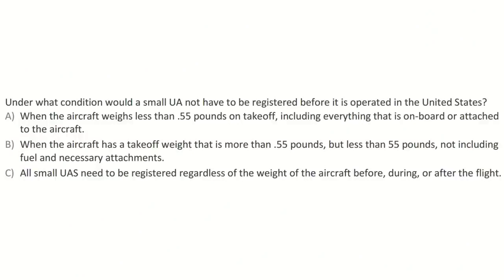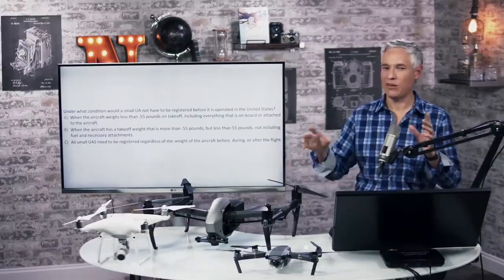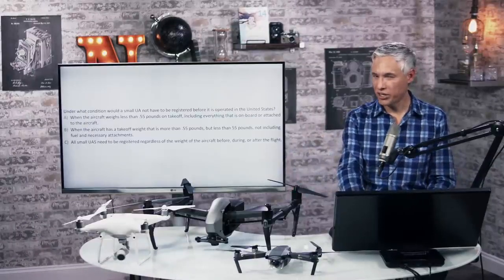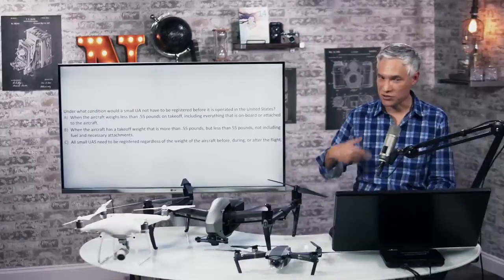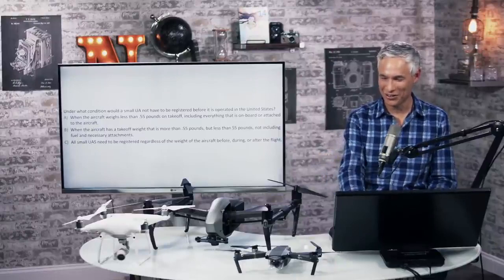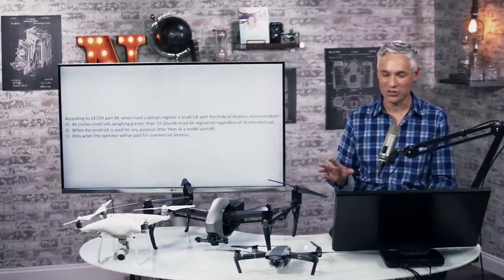And the answer is A, when the aircraft weighs less than 0.55 pounds on takeoff, including everything, including the battery. So you might see an answer that tries to trick you, like they'll say 0.55 pounds without the battery. Of course, it includes everything. One thing I found about the test is the distractors, the wrong answers, are often not very good. So if you're a logical person, you can kind of think about these questions and figure out which ones of them are wrong.